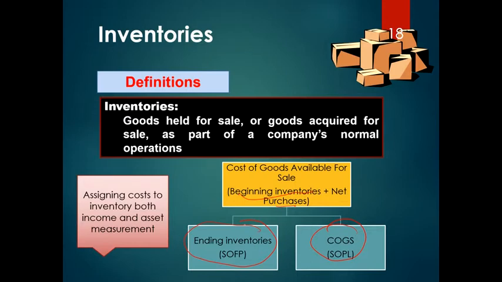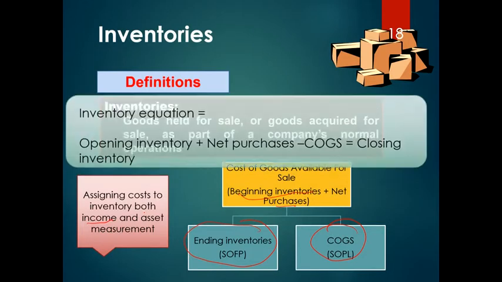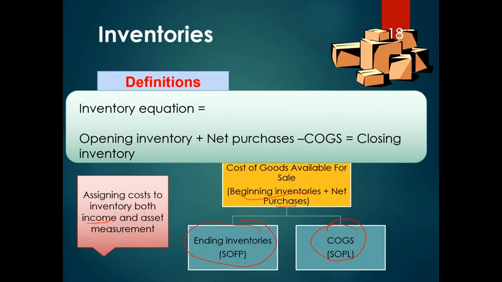Accordingly, assigning costs to inventory affects both income and assets, that is, income and asset measurement. Okay, this is why we learn about these inventories. So the inventory equation is opening plus net purchase minus COGS, and then you will get the closing inventory.